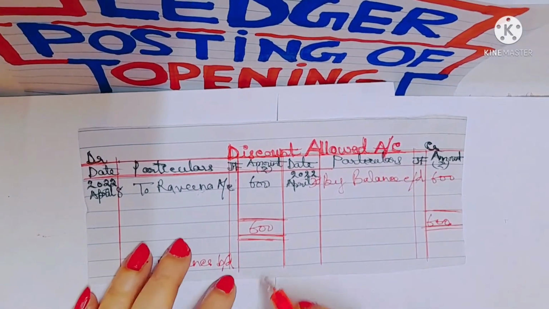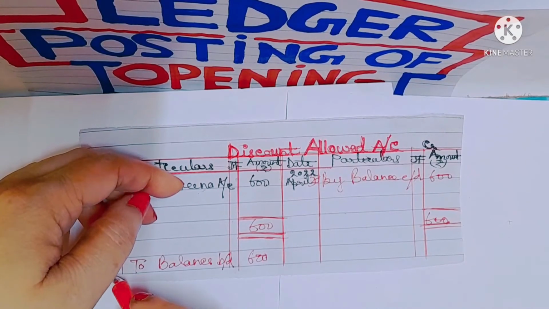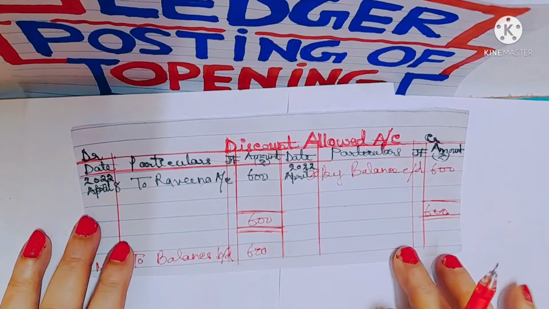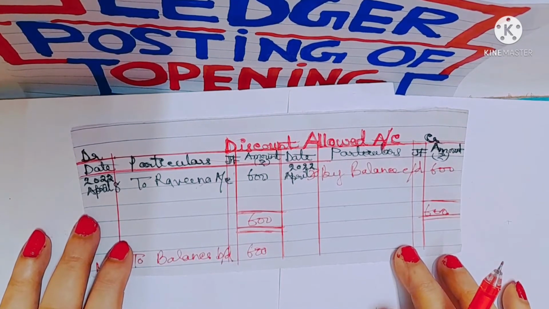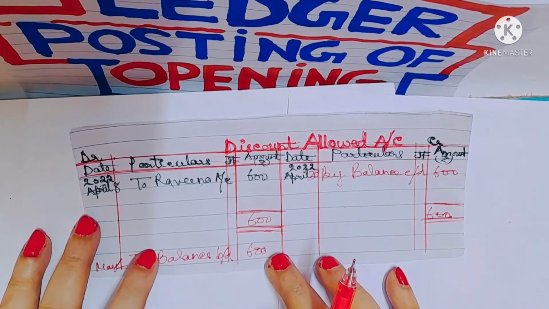So how much? 600. The date, next day. What is the date? The next day, 1st May. Now discount allowed account is a debit balance or credit balance? Discount allowed is a debit balance since debit side total is greater than credit side total. Moreover, to balance BD is written beneath the debit total 600.